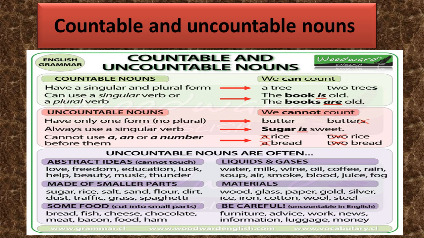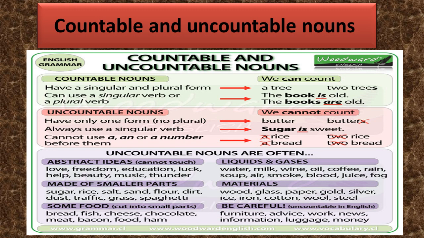or a plural verb. Example, the book is old. I use verb to be is with book because it's just one. Or the books are old. We use verb to be are because we have many books. So the countable nouns, they are things which we can count. They have a singular and plural form, and they can use a singular verb or a plural verb.